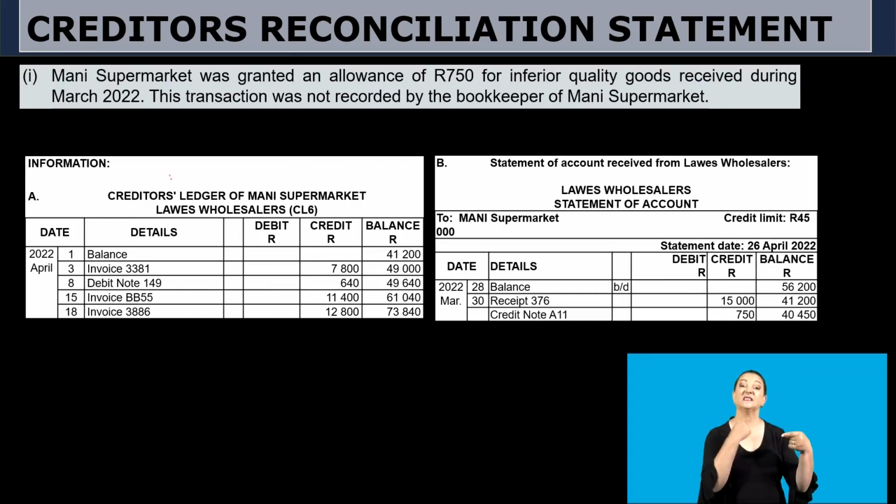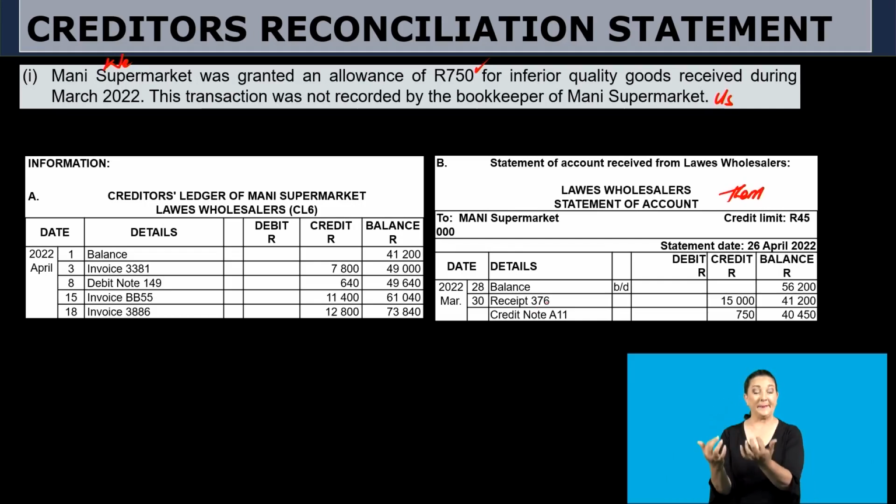Number 1 reads, Money Supermarket, that is us, was granted an allowance of $750 for inferior quality goods. These are goods of bad quality, received during March. This transaction was not recorded by us. So you can see when you go to the statement that is done by them, there is a credit note here which indicates that allowance of $750. But if you come here, you see that we did not record that. So we need to record it.